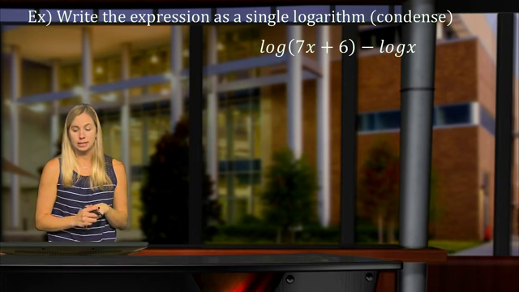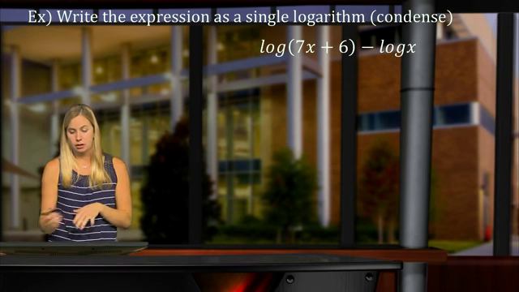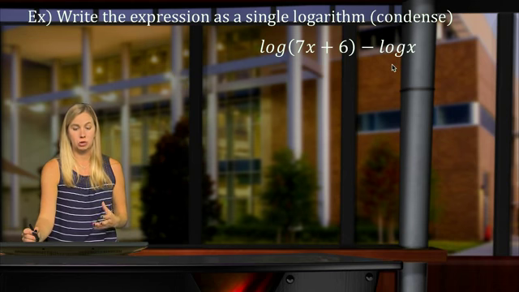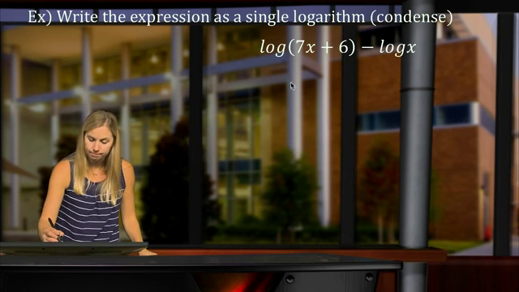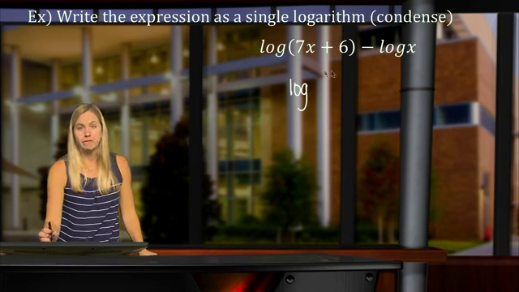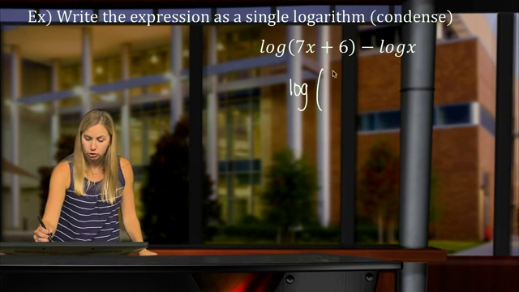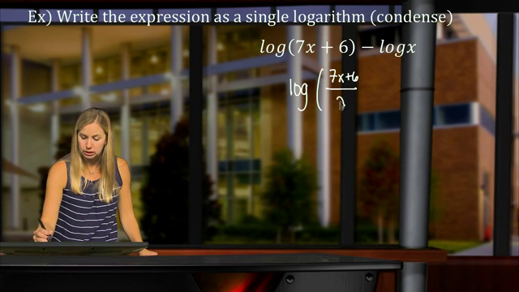Log of 7x plus 6 minus log of x. Since our two logarithms are being subtracted, we condense using division. The first argument becomes the numerator. The second argument becomes the denominator.